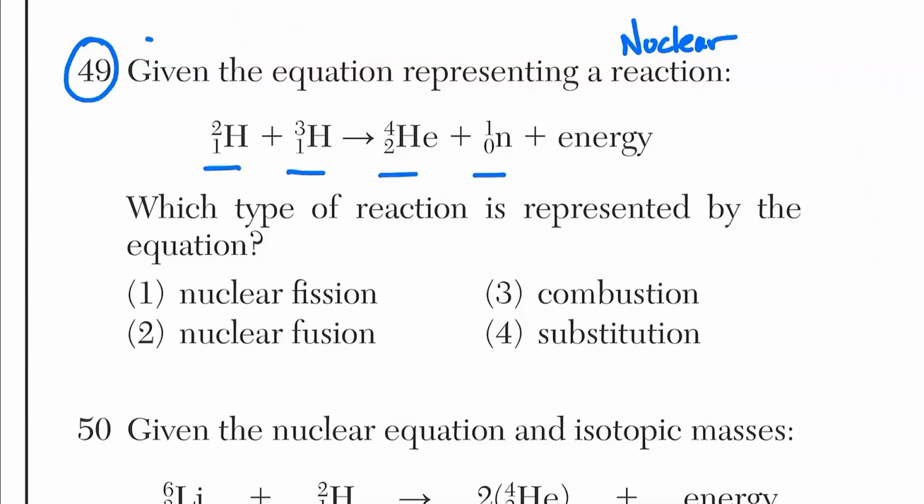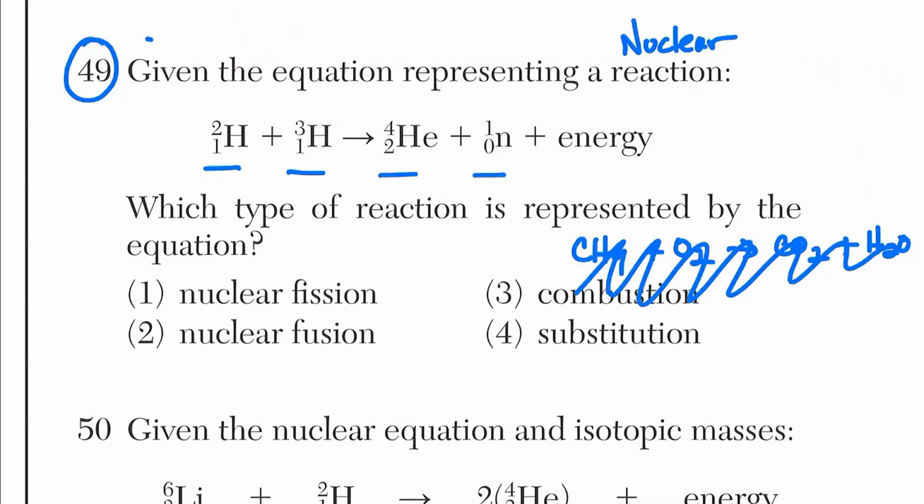So combustion usually represents something like methane, CH4, plus oxygen, and it's going to give us CO2 and water. I'm not balancing here for speed purposes, but these are chemical reactions. The top third of table I, it's not nuclear.